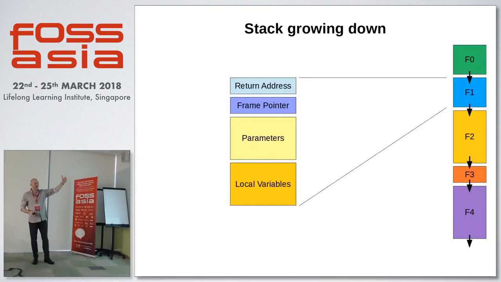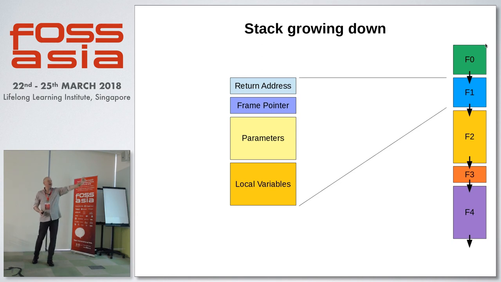So whenever you call, it'll grow. In this case, think of the stack growing down. Function 0 calls function 1, calls function 2, calls function 3, calls function 4. Every time you'll just add something to the stack: the return address, frame pointer, parameters, and local variables in there.